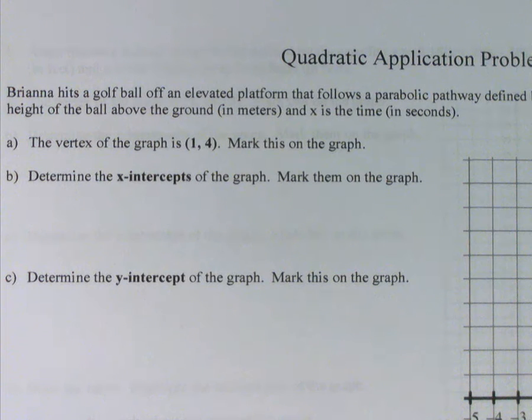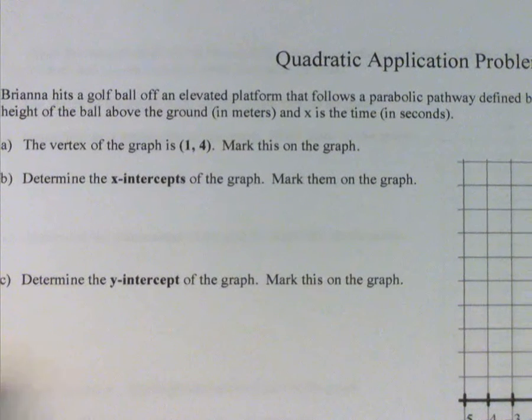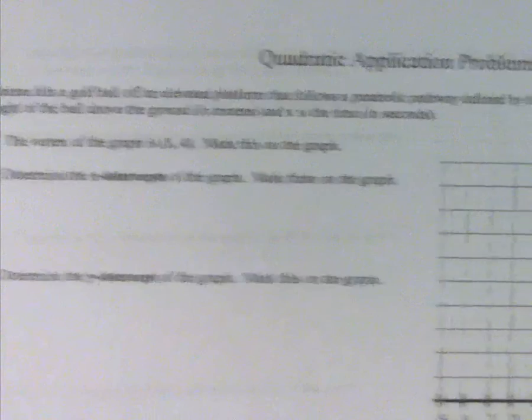Okay, so let's look at some quadratic application problems. Brianna hits a golf ball off an elevated platform that follows a parabolic pathway defined by the following equation. y is the height of the ball above the ground in meters, and x is the time in seconds. The vertex of the graph is (1, 4). Mark this on the graph.